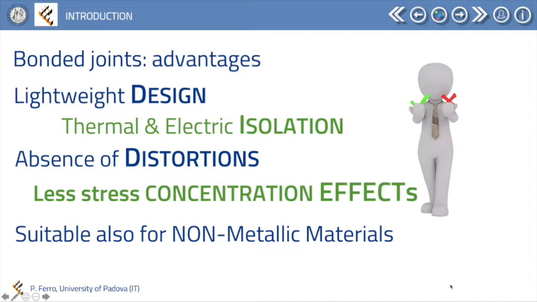Bonded joints have been used for the first time as structural elements in the aeronautical field in 1930. They are today used with the following advantages. They may be strategic in lightweight design, for example, or when thermal and electric isolation must be guaranteed. They are characterized by the absence of distortions. They induce less concentration effects compared to fastening or bolting, and they are suitable for non-metallic materials.